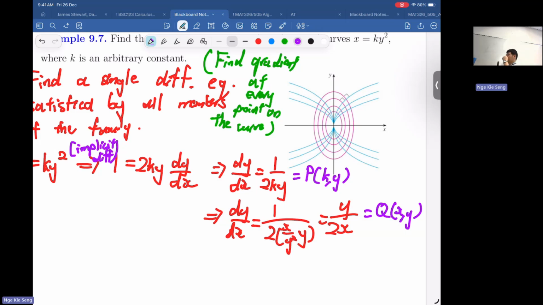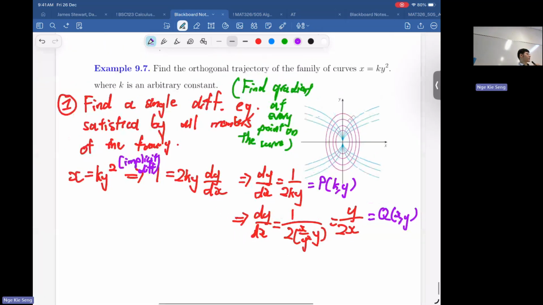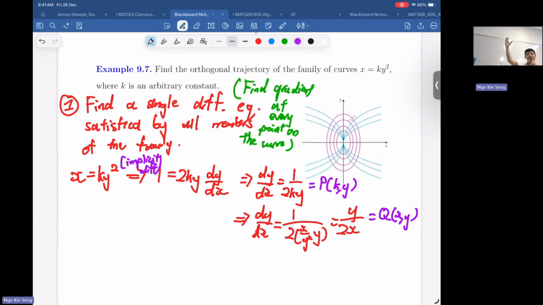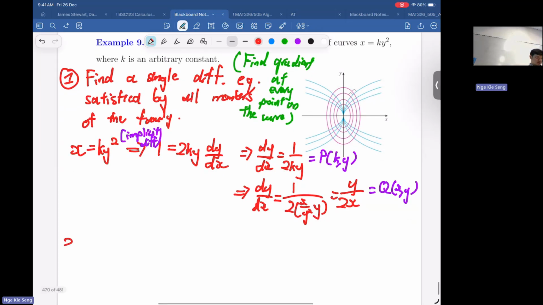Just tell me the position, or the coordinate of the point, then I will know the dy dx already. So far, so good. So I find dy dx at every point on the curve already. You tell me which point, then I will tell you what's the dy dx. Second, we're going to find the orthogonal trajectory.